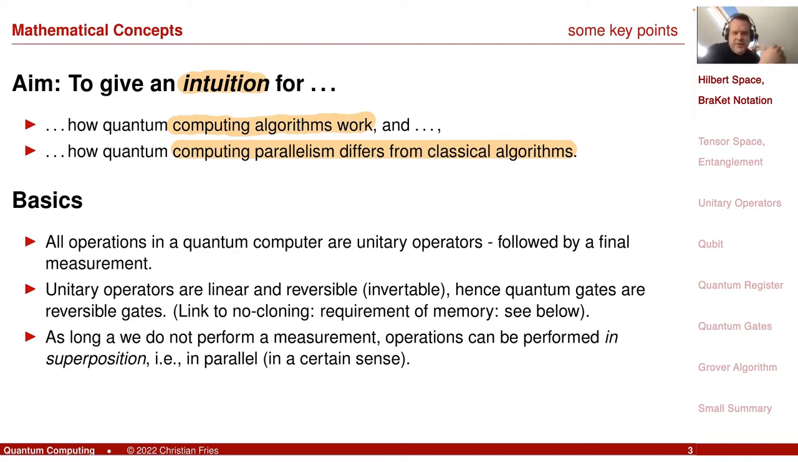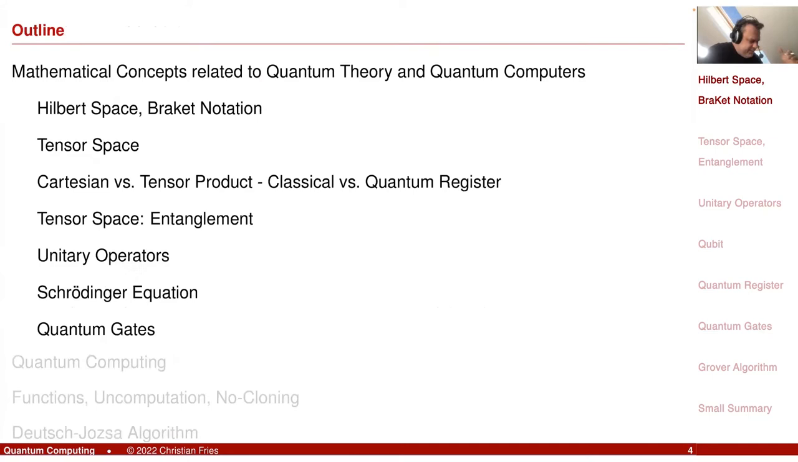And after we have looked at some algorithms, we also understand that it is more a duality. Yeah? It is a completely dual approach. And in some cases, the quantum computing algorithms really perform much better, and in other cases they have disadvantages. So here are a few things that you maybe already heard. All operations in a quantum computer are linear operators, unitary operators, followed by a measurement, and the operations have to be invertible, and operations can be performed in superposition in parallel as long as you do not perform the measurement. So maybe these things are already known, and we like to explore this a little bit more deeply.